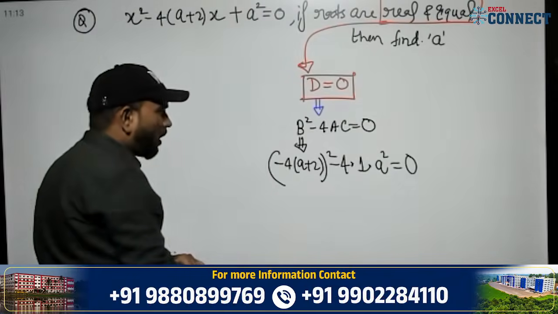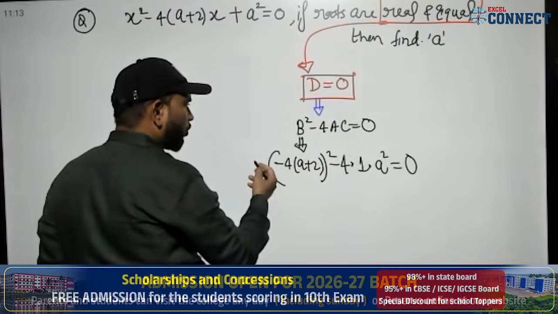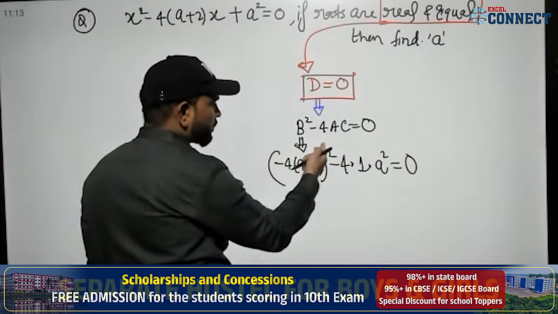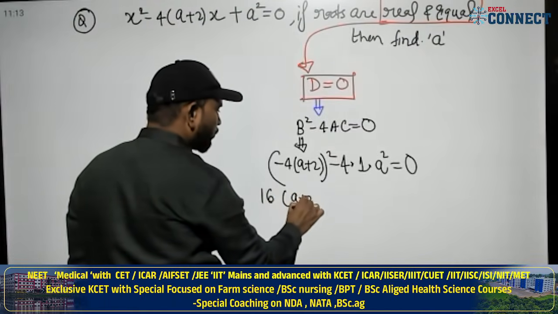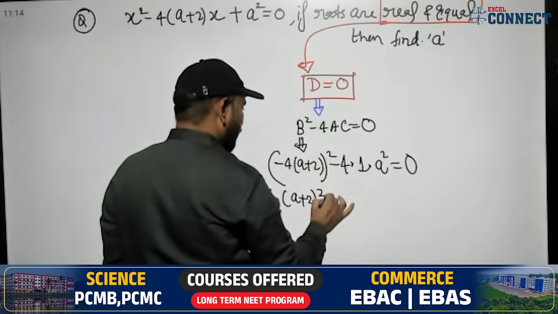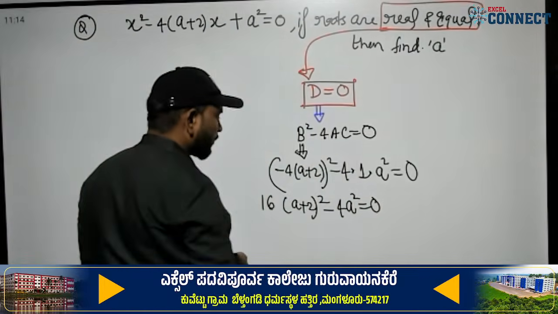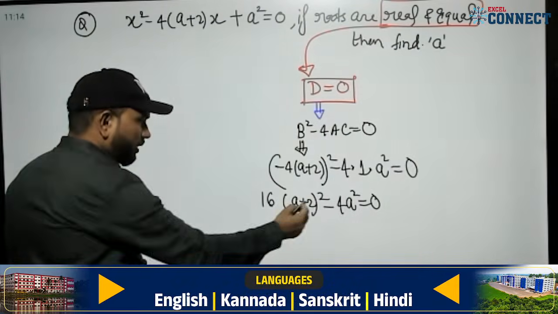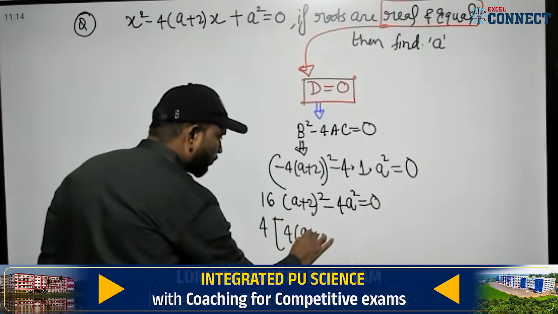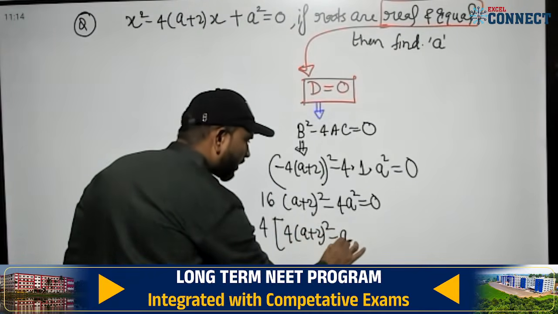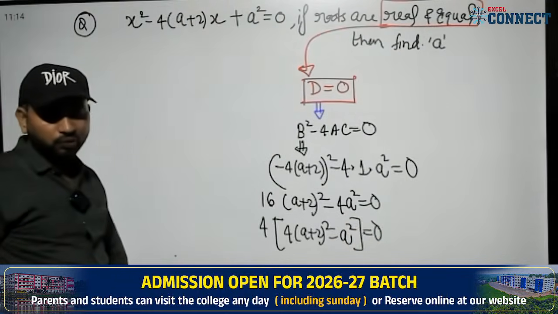This is equal to 0. Now you can do one thing: take 4 common. Since the minus is squared, you can take 16 outside: 16 into (a plus 2) whole square, and here 4a square is present. Now 4 common: 4 into [(a plus 2) whole square minus a square] must be equal to 0. Yes or no?